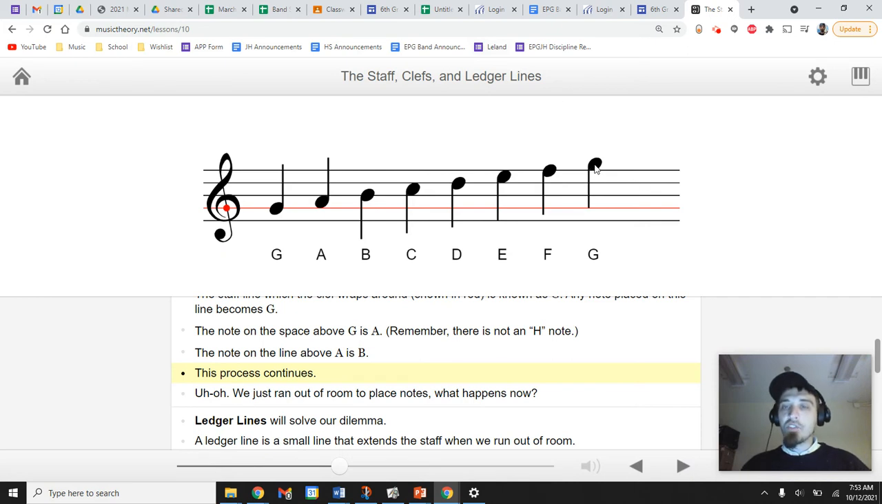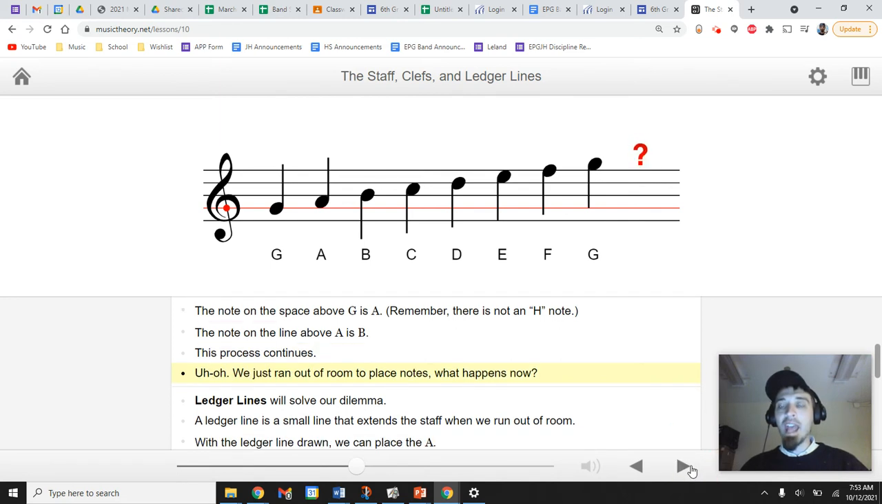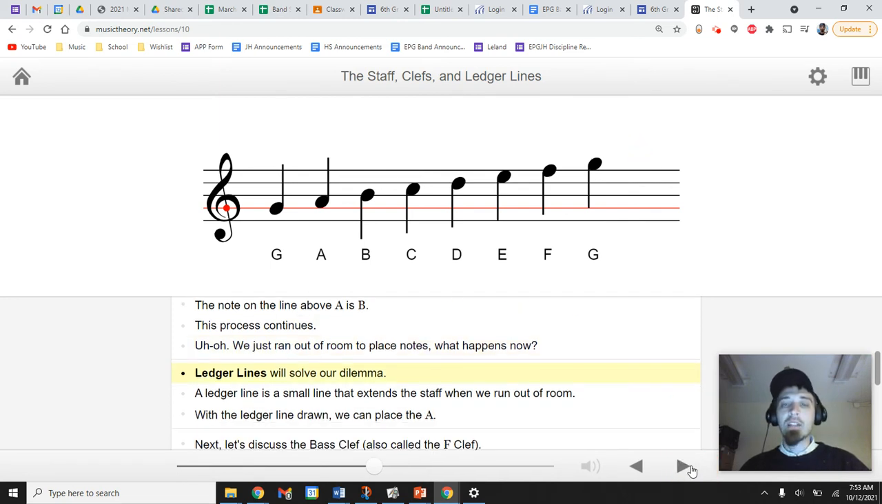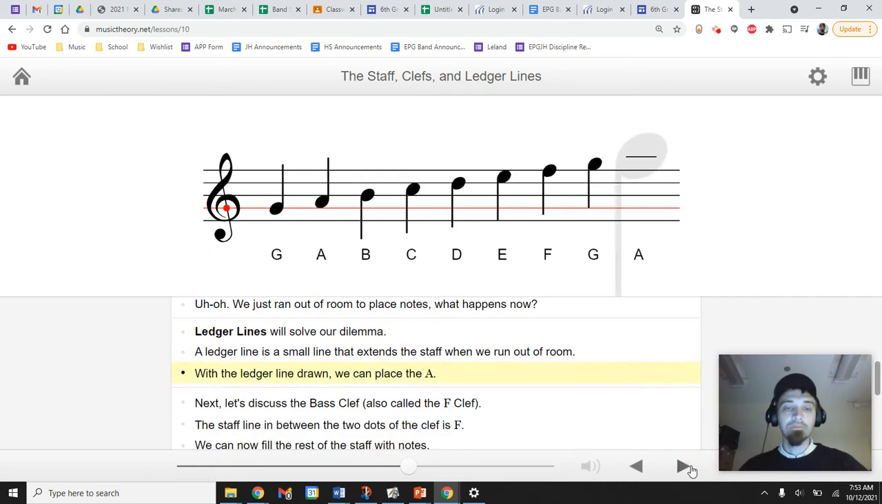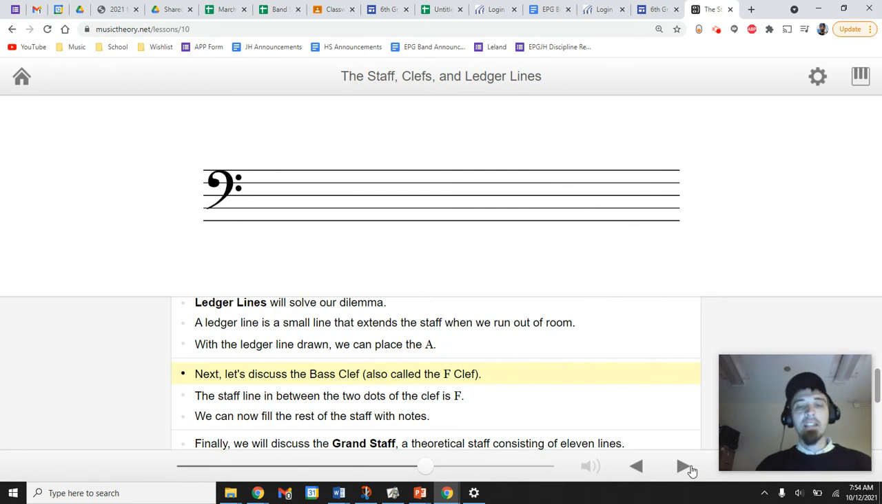So when you get to this G here, we run out of room, and so we have to extend the staff. And the way we do that is by adding what we call a ledger line. A ledger line is a small line that just extends the musical staff either above or below. And now we can continue adding notes higher up. Pretty cool.